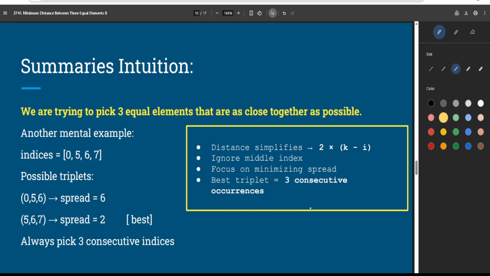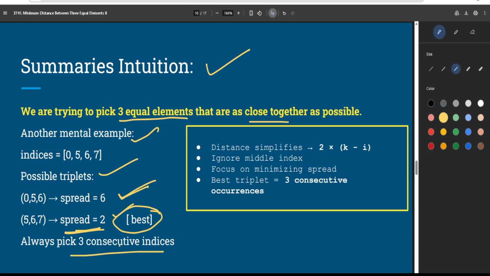Okay, let's continue. Now let's summarize the intuition. We are trying to pick 3 equal elements that are as close together as possible, right? As a mental example, suppose the indices are 0, 5, 6 and 7. The possible triplets are 0, 5, 6 and 5, 6, 7, and so on. The best we will get is 2, because here the spread is 2, and here it is 7. So we need the minimum one. So always pick 3 consecutive indices which give you the least spread.